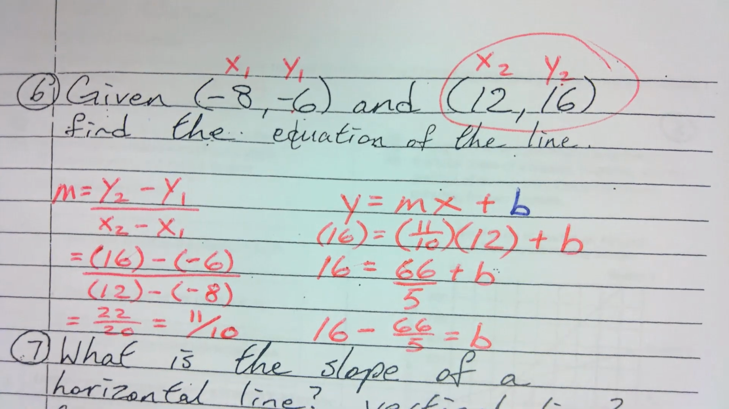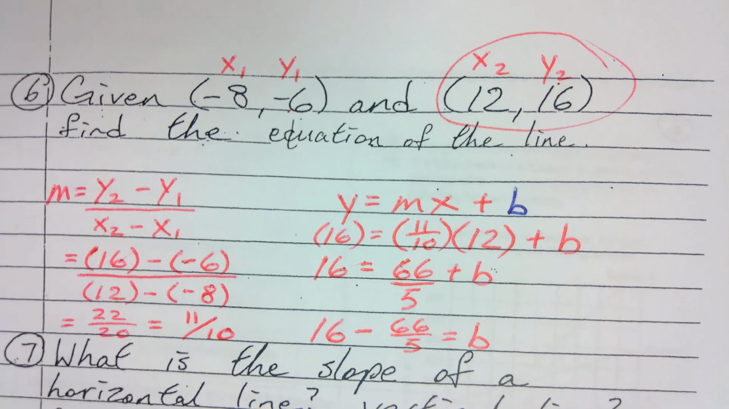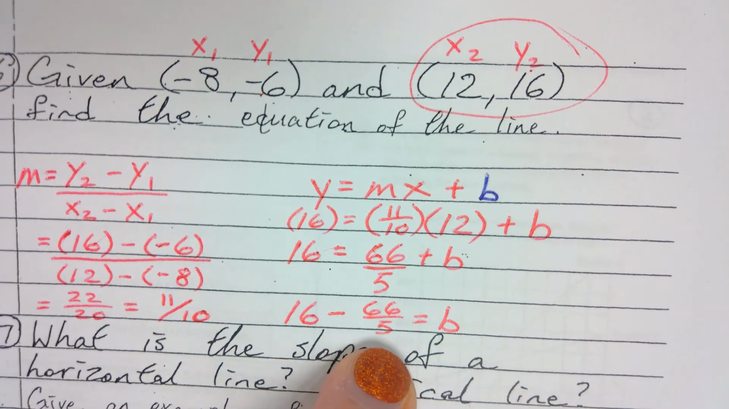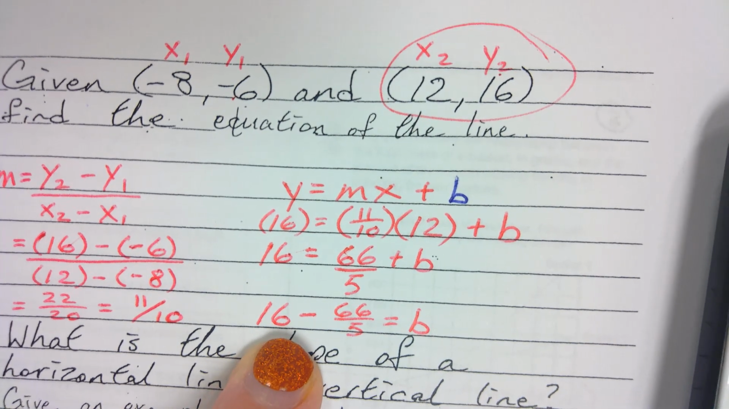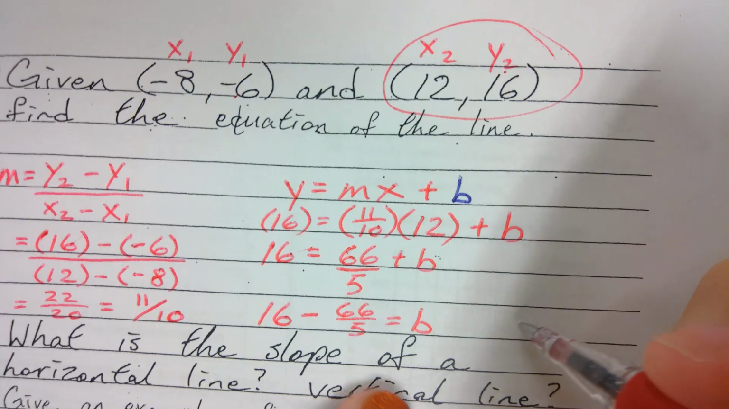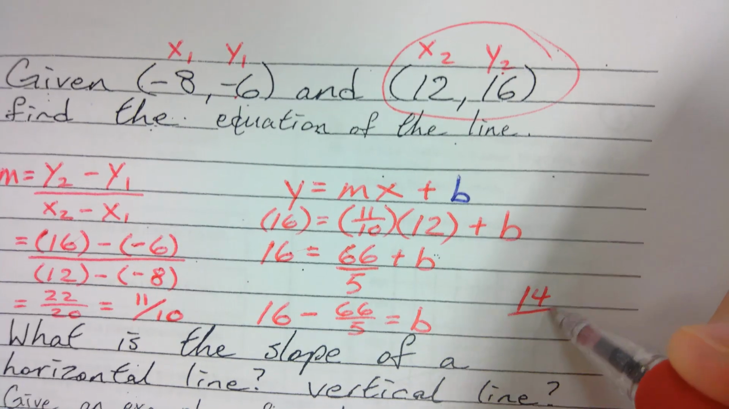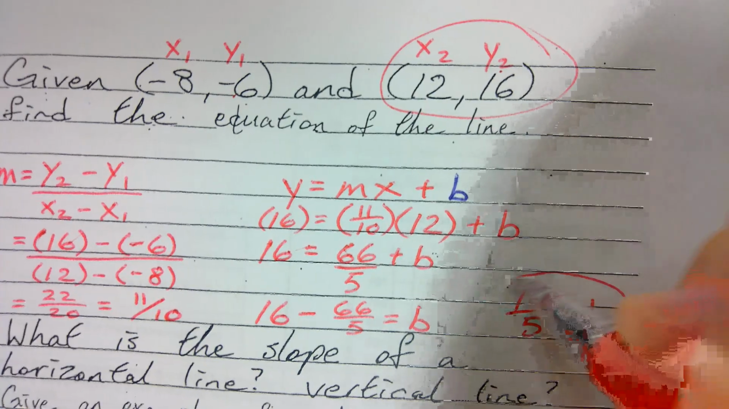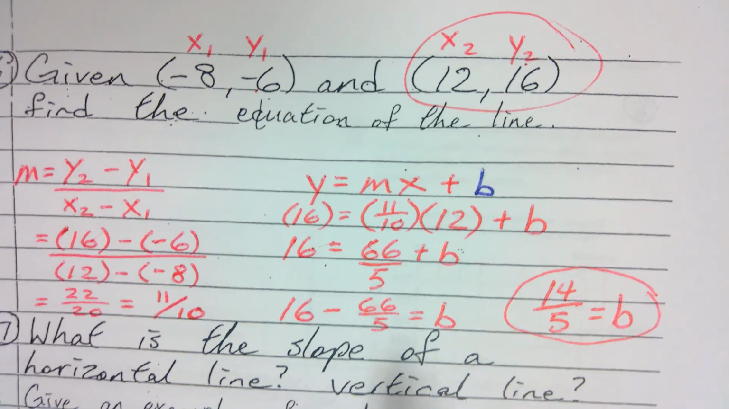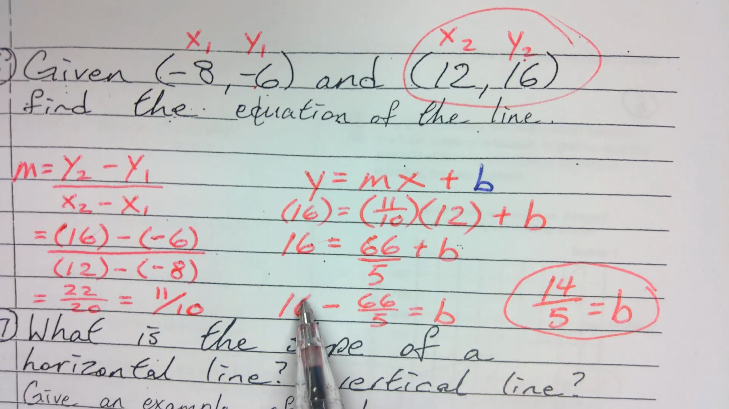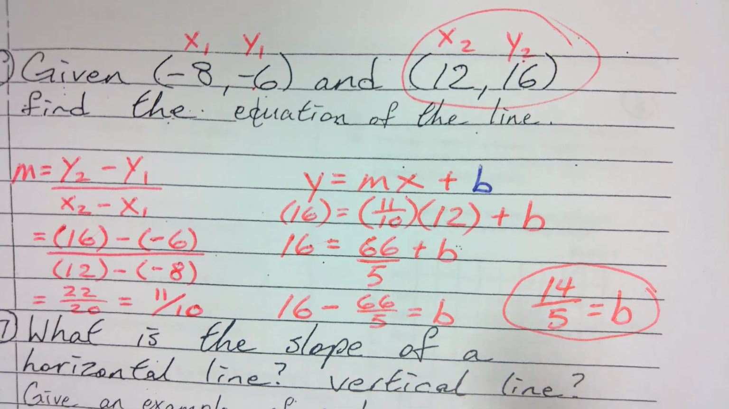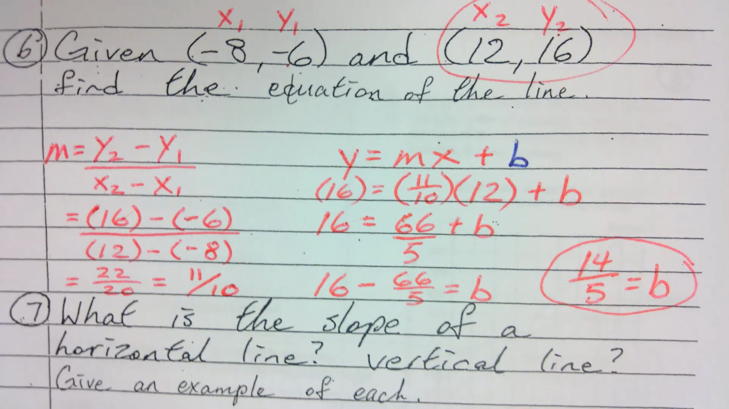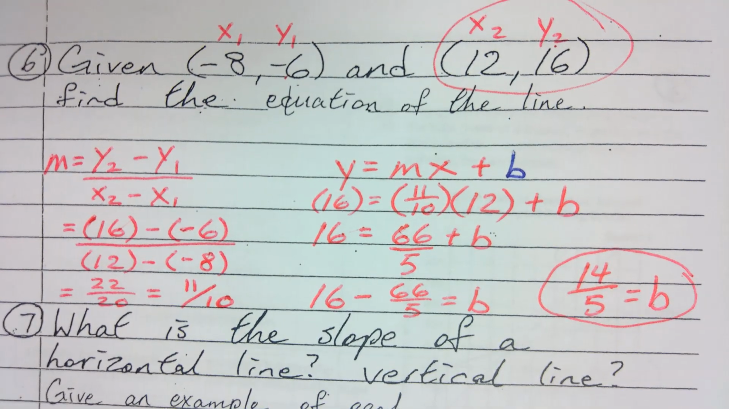Okay, going back to chapter 1, when you add or subtract fractions, you need the lowest common denominator. So 16 times 5 is 80. 80 minus 66, you get 14. So b equals 14 over 5. So this 16 is the same as 80 over 5. So 80 over 5 minus 66 over 5 is 14 over 5. And I'm going to get full marks for this question because I did so much math.